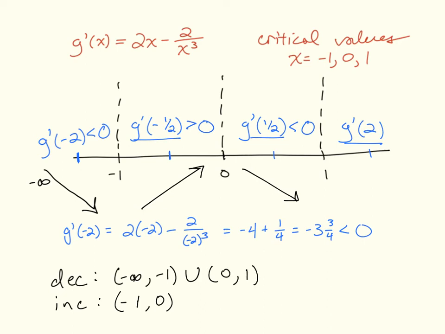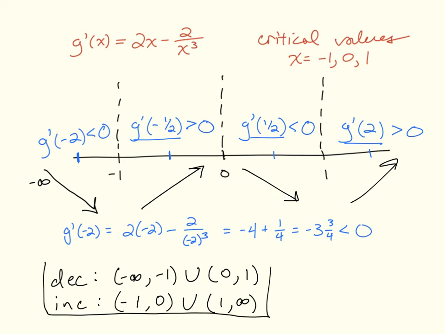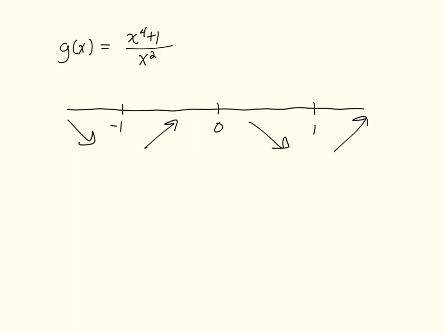And then the last value over here, 2, when you evaluate the derivative at 2, you will get back a positive number, which means the original function is increasing on that interval. So I'm going to come down here to the bottom and union in the other set 1 to infinity. So here are the intervals on which the original function is increasing or decreasing. The last part of this exercise is to find the relative extrema.